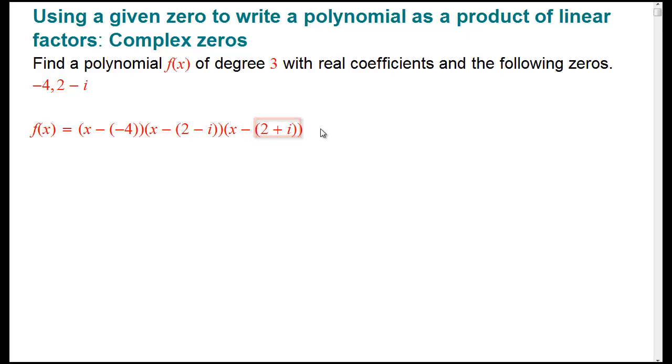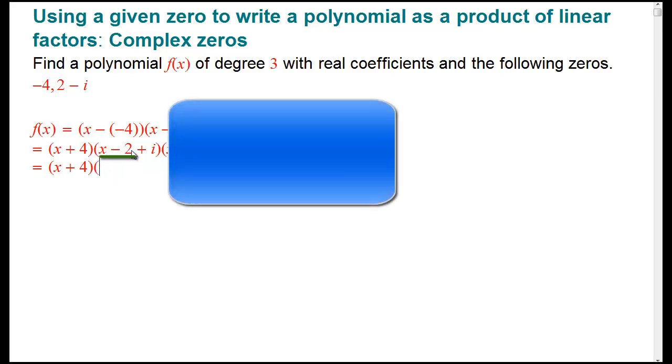To multiply this out, we're going to have to rewrite it. So this would be x plus 4, this would be x minus 2 plus i, and the second one will be x minus 2 minus i. Again, we want a polynomial with real coefficients, so we do not want any of the i terms left. So let's just multiply this out. I'll show you an easy way to multiply this out.